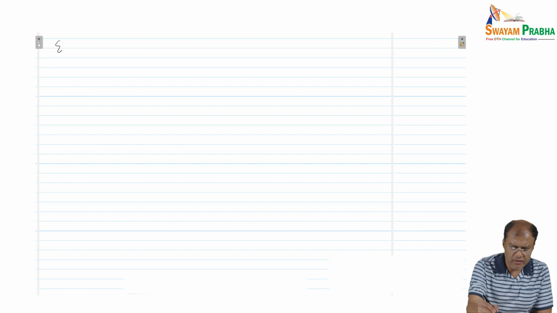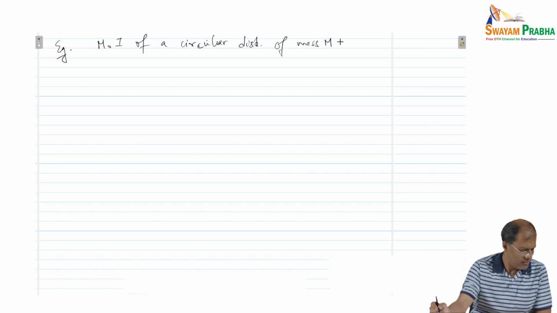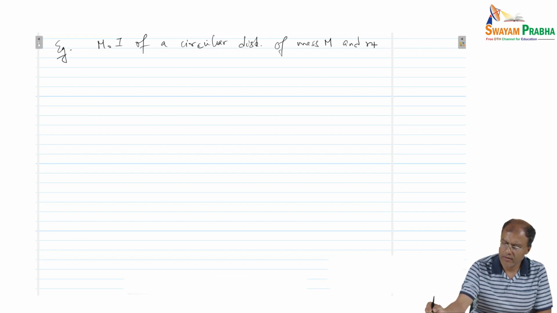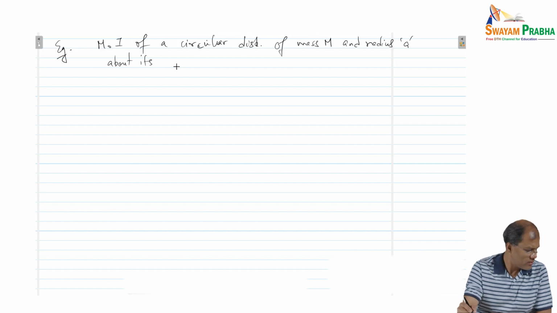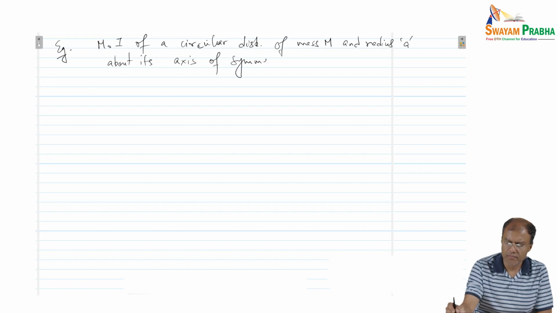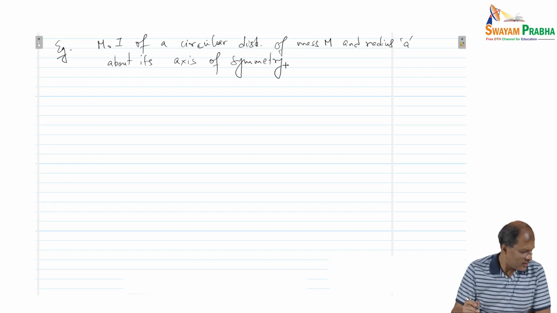So the next example says find the moment of inertia of a circular disc of mass m and radius a about its axis of symmetry. Right? Moment of inertia of a circular disc of mass m and radius a about its axis of symmetry. And then let's see.